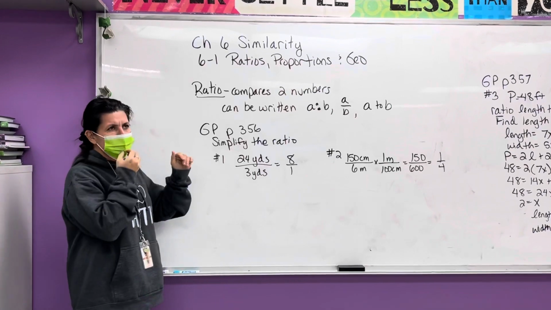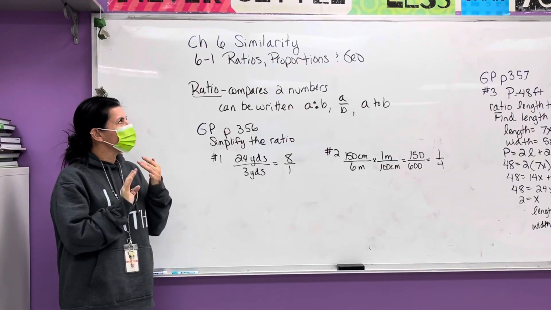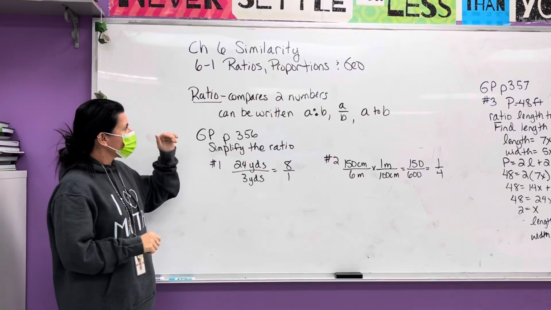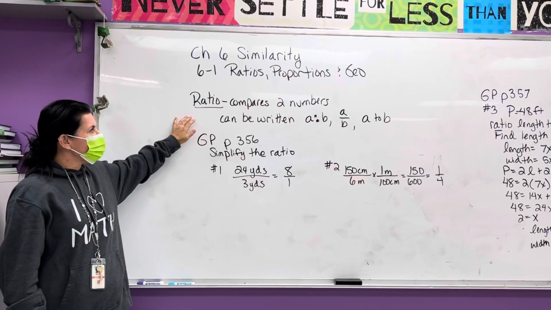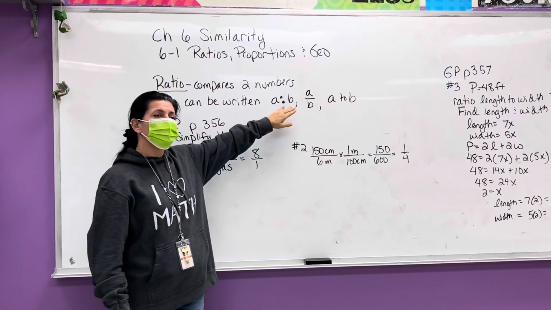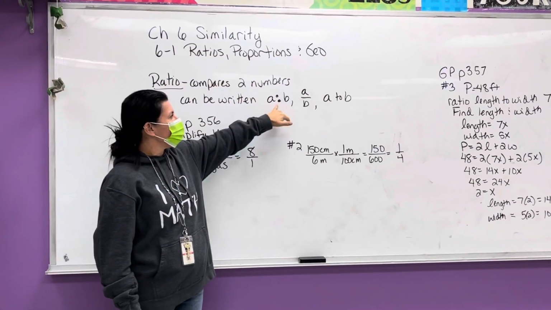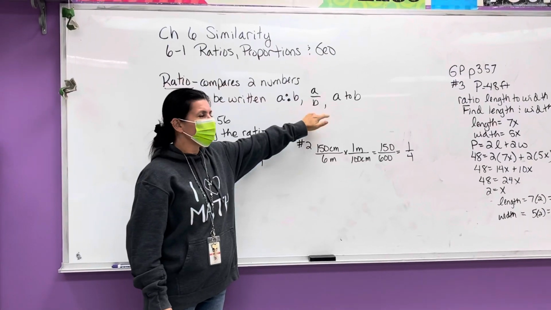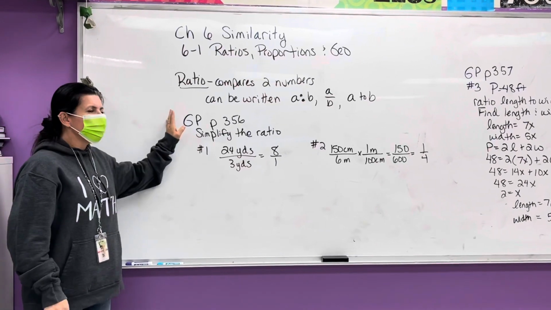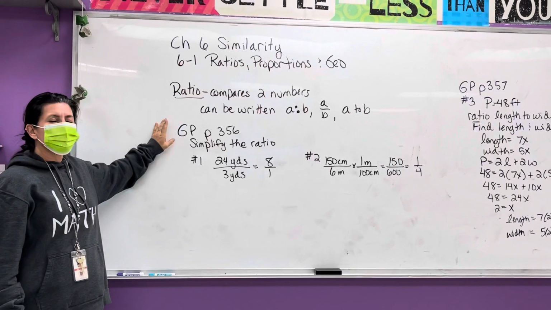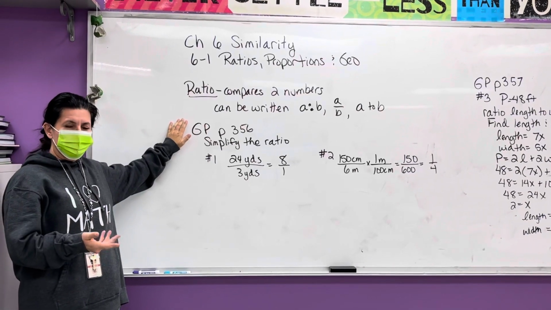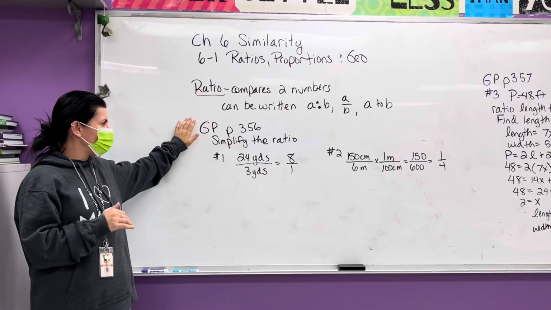Chapter 6 is about similarity, and 6.1 talks specifically about ratios, proportions, and geometric mean. First of all, reviewing what a ratio is, it compares two numbers. It can be written several ways. Ratios do kind of look like fractions sometimes. You can have the two dots between it look like a fraction, or have the word TO between the two numbers. In guided practice on page 356, when you simplify a ratio, most of the time you simplify it just like a fraction, dividing the top and bottom by the same number.